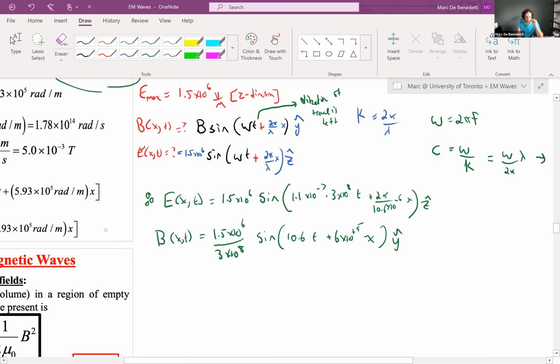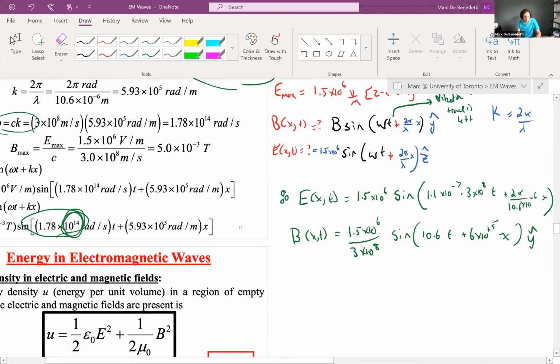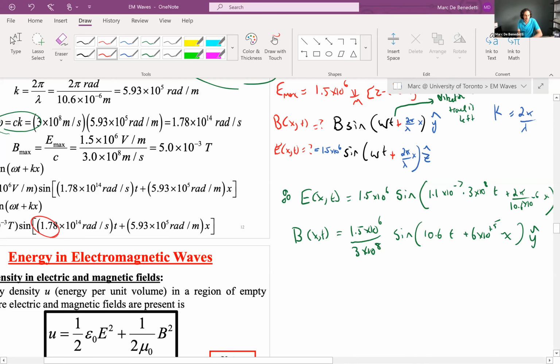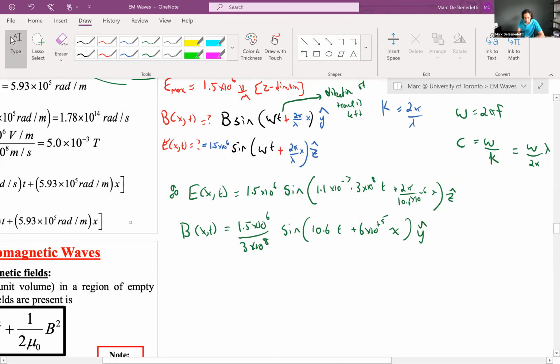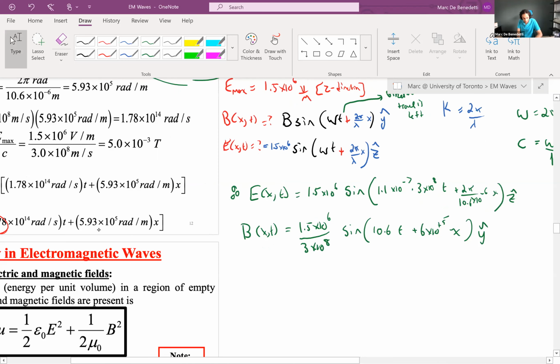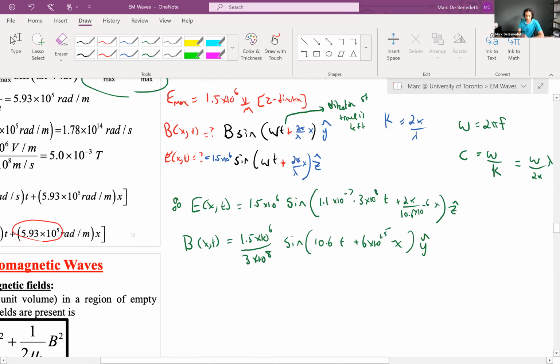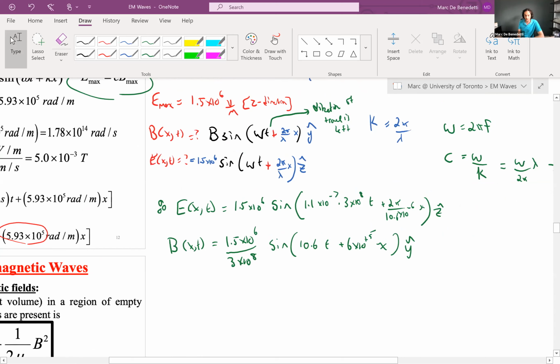It looks like if you use a calculator, they are getting 1.78 times 10 to the 14. I was getting 2 times 10 to the 14. So yeah, I was close. And I was getting 6 times 10 to the 5 for this value. They're getting 5.93 times 10 to the 5 for that value. So it's reasonably close. And hopefully that showed you, or reminded you, how to ballpark or approximate numbers without a calculator.